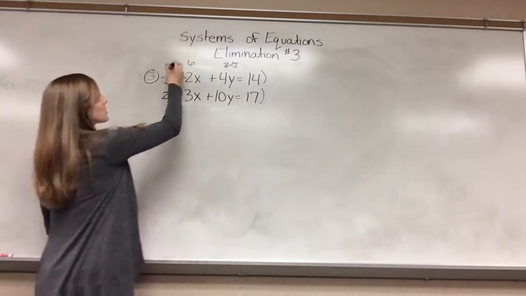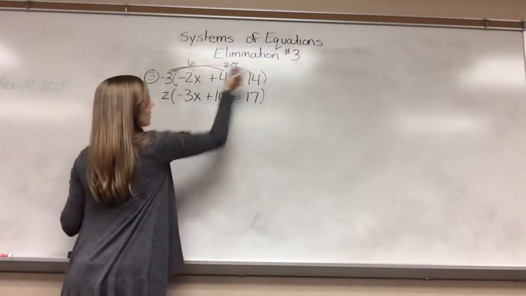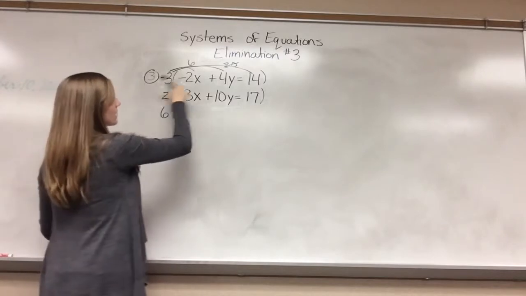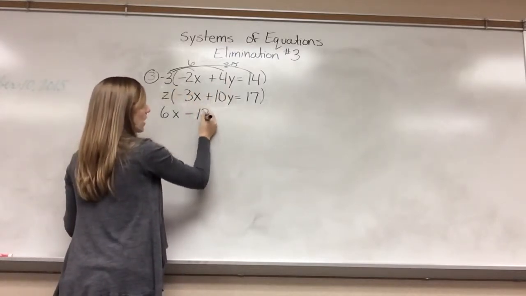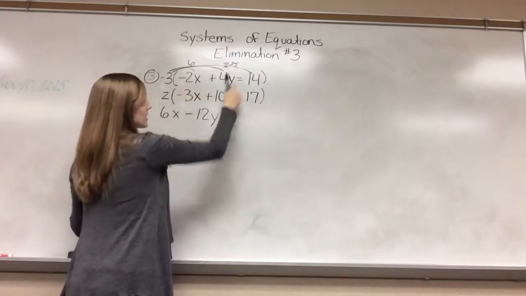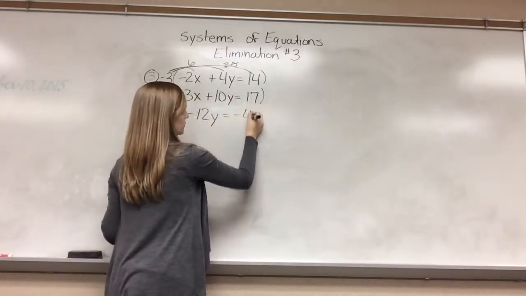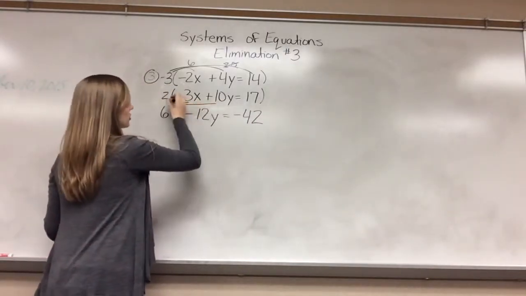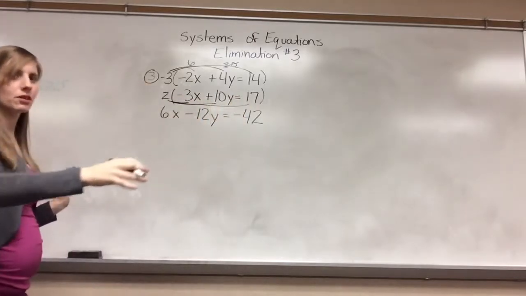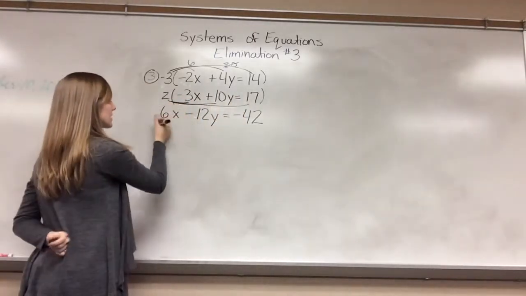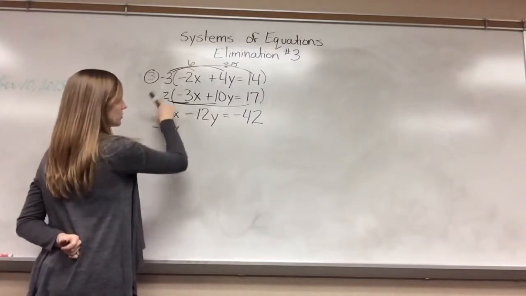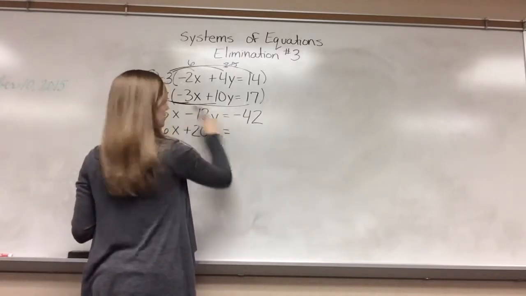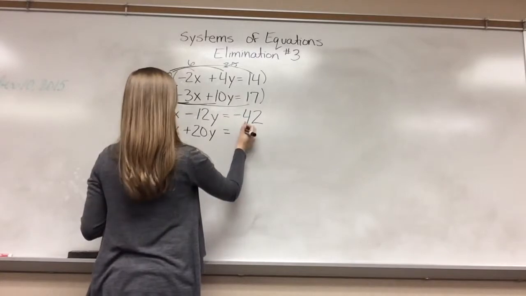All right, so what I'm going to do is multiply this first equation by negative 3. Negative 3 times negative 2x is positive 6x. Negative 3 times 4y is negative 12y. And negative 3 times 14 is negative 42. Now I multiply the second equation by positive 2. Make sure you multiply all 3 terms, okay? 2 times negative 3x is negative 6x. 2 times 10y is a positive 20y equals 2 times 17 is 34.